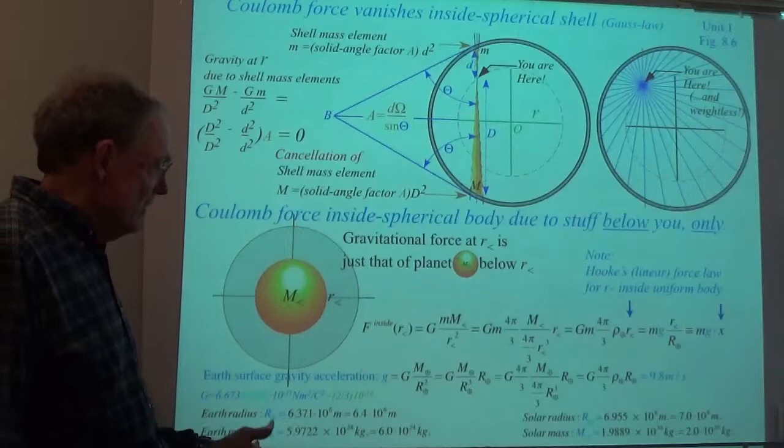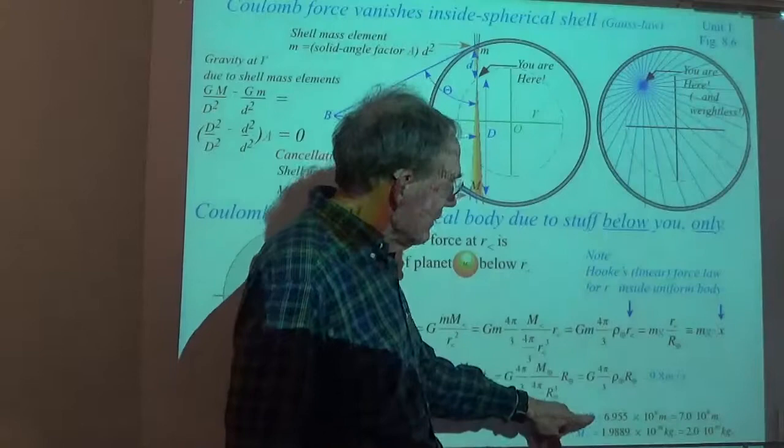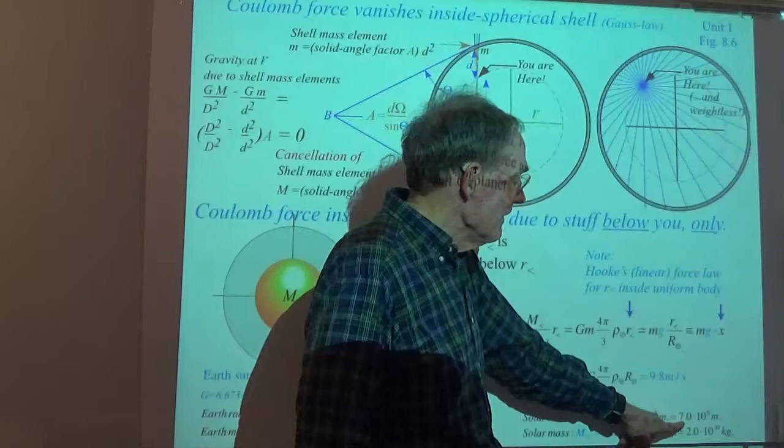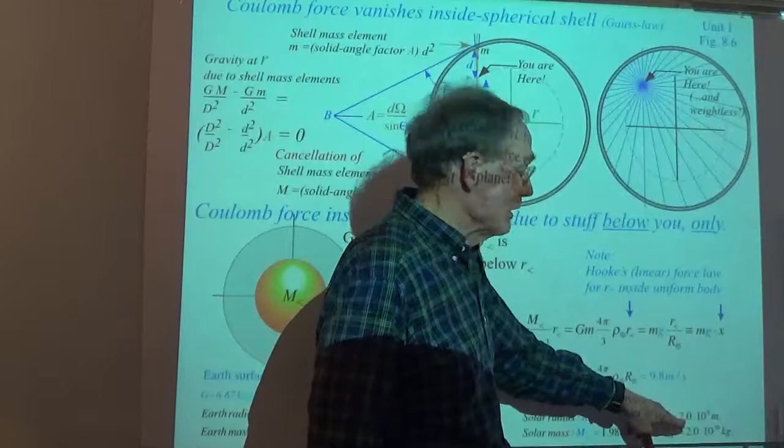Look at the sun, solar radius, 6955, what, that's 7. Okay, for one figure, all right? And that's what we need when we do cosmology. We get things to one figure, if we're lucky. 7 times 10 to the 8th, 7E8, okay?